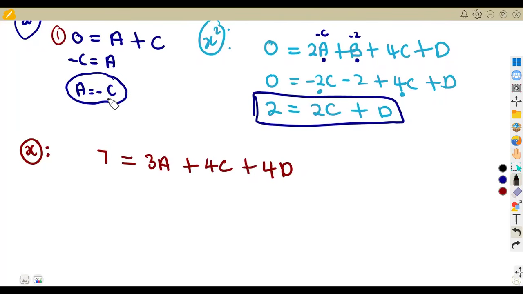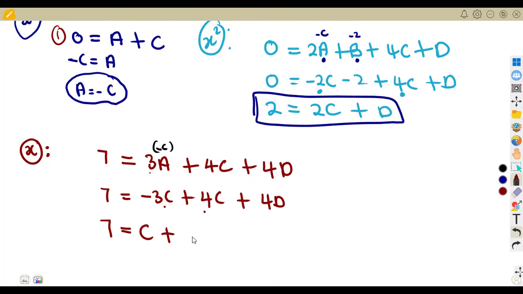Remember, we said a is equal to minus c. So in place of a, I'm going to substitute minus c. So 7 is equal to 3 times minus c, that's minus 3c plus 4c plus 4d. All right, so 7 is equal to minus 3c plus 4c. That will be what? A c. Minus 3 plus 4, that's 1c. So it's going to be c plus 4d like this, okay?